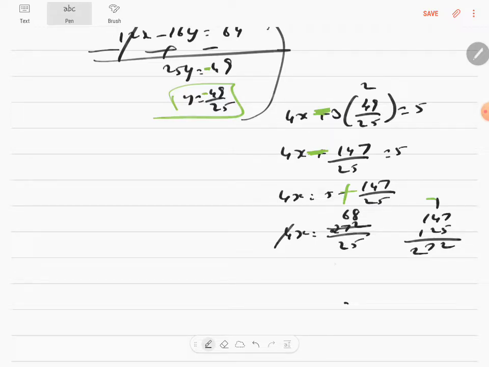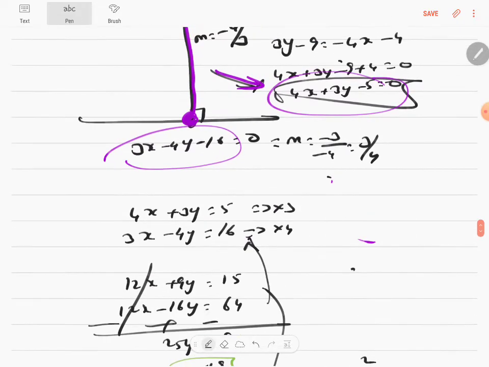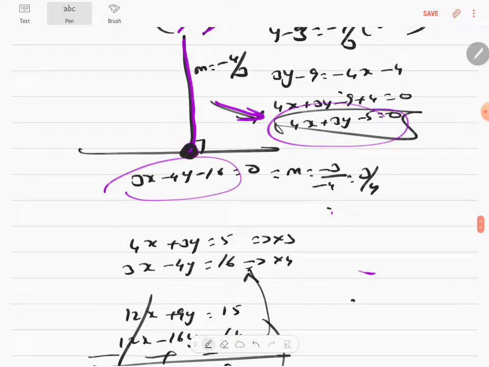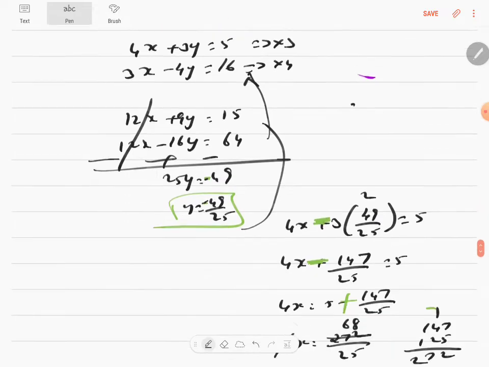Thus 68 by 25 is my x coordinate and minus 49 by 25 will be my y coordinate. Let's go with the negative sign. And that will be the foot of the perpendicular here. That's the foot of the perpendicular, and that's what is the question.